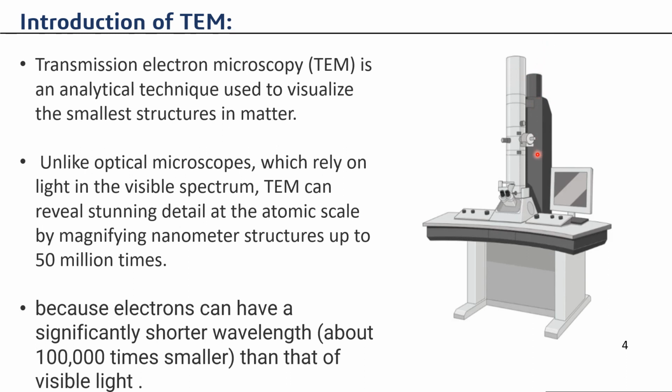Basically, TEM is a tower-like structure. Here we see the electron source, then condenser lens and objective lens, and the CCD, charge coupled device, detector where we see the sample image. Unlike the optical microscope, which relies on light in the visible spectrum, TEM can reveal stunning detail at the atomic scale by magnifying nanometer structures up to 50 million times, because electrons have a significantly shorter wavelength.